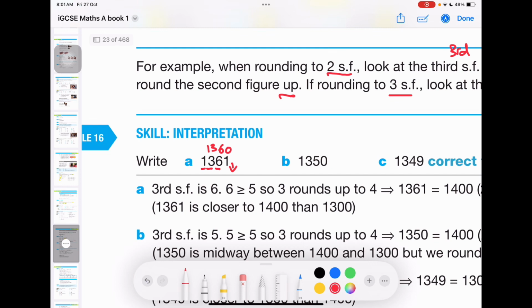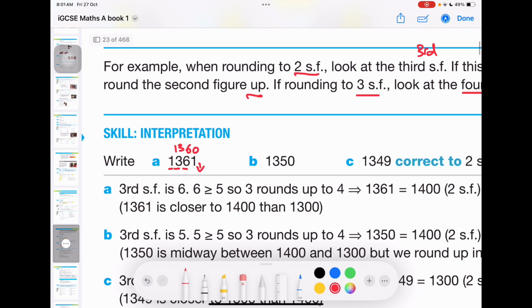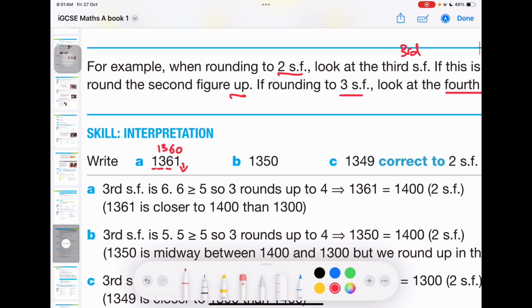So if we are looking at two significant figures as per the question is asking for, we will then look at the third significant figure, which is going to be 6. And since 6 is more than 5, we're going to round it up, becoming 1400. So this is just an example.